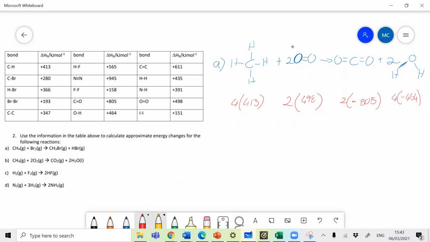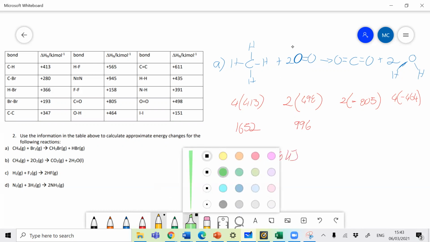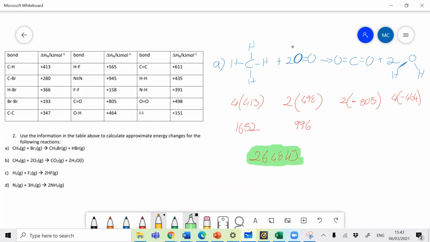So this would be 1652. 498, this would be 996. Okay, now I highly recommend that you do this step by step. And this would be a total of 2648 kilojoules. Okay, and I'm trying to keep all the bond breaking in one color. And then you will be releasing minus 1610.